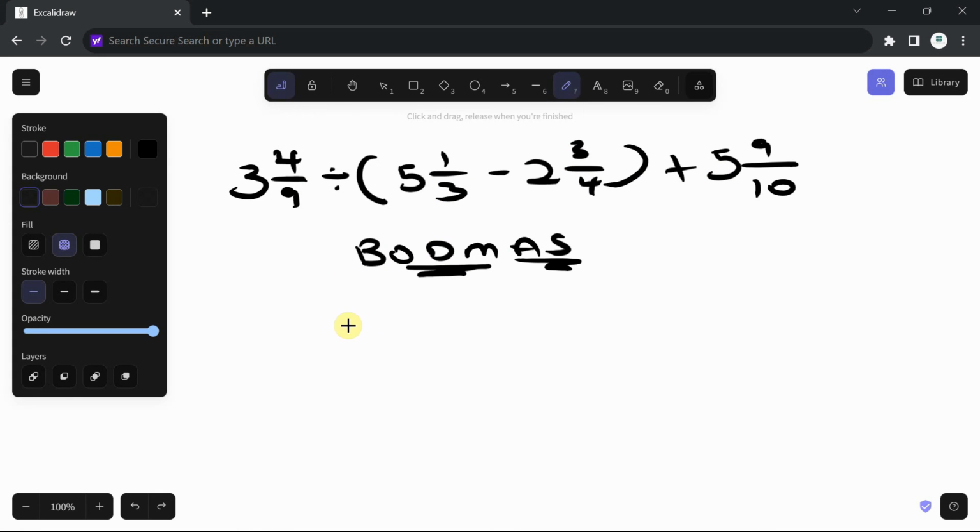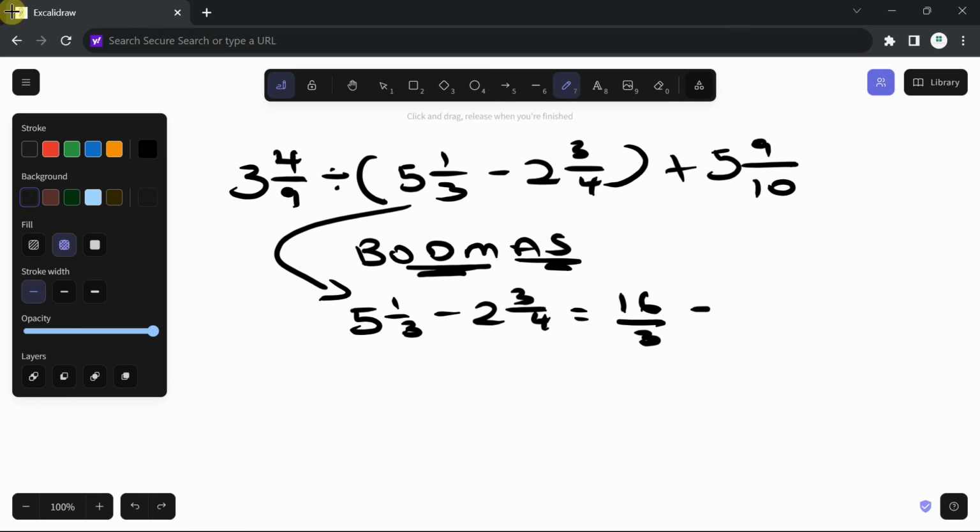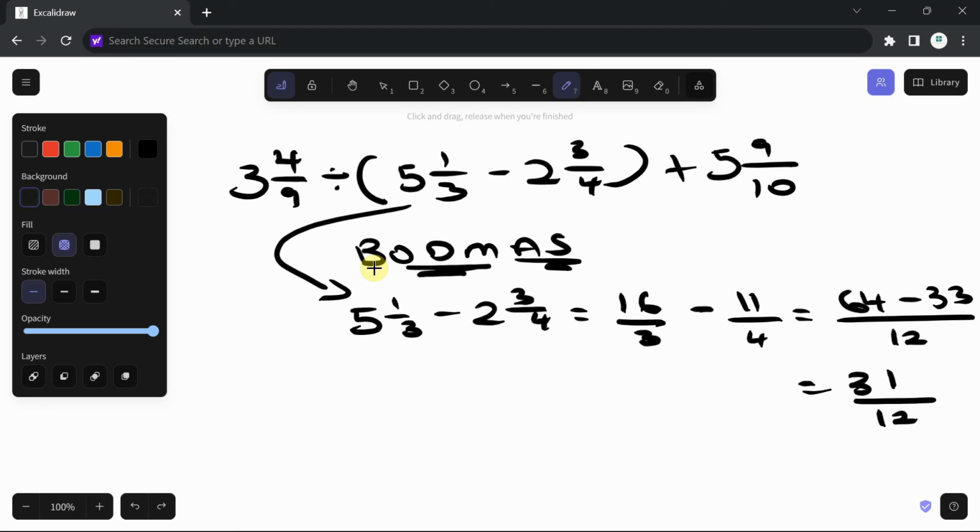So if I expand the brackets, 5 and 1 over 3 minus 2 and 3 over 4, let me change it to improper fractions. So this is 3 times 5 plus 1, this is 16 over 3, minus 2 times 4, 8 plus 3, that is 11 over 4, right? Let's find the LCM. So 12 divided by 3 is 4, 4 times 16, that is 64, minus 12 divided by 4, that's 3, 3 times 11, that's 33. Right, so 64 minus 33, that will give me 31 over 12.